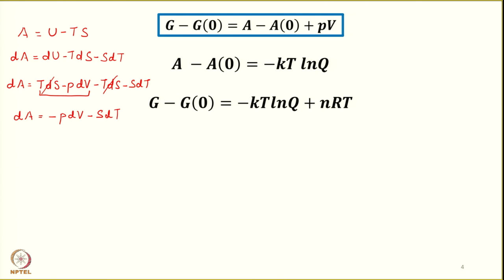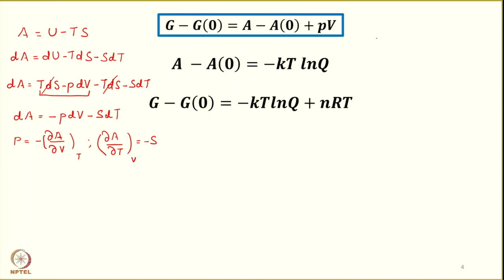As discussed in the previous lecture probably, from this equation we now derive two further equations. One is that pressure is equal to minus the partial derivative of A with respect to volume at constant temperature. This is one definition. And the second is that the partial derivative of A with respect to temperature at constant volume is minus S.